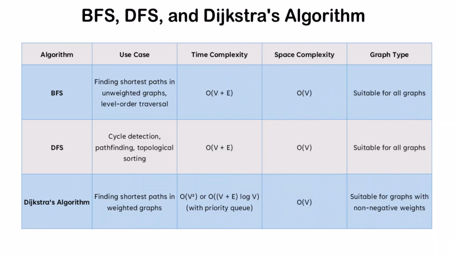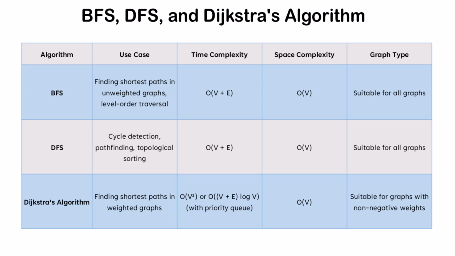Now, let's compare BFS, DFS, and Dijkstra's algorithm. BFS is ideal for finding the shortest paths in unweighted graphs. DFS is best suited for deep exploration of the graph, detecting cycles, and performing topological sorting. On the other hand, Dijkstra's algorithm is specifically designed to find the shortest path in weighted graphs with non-negative weights.